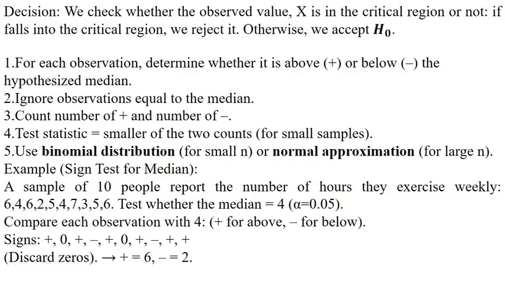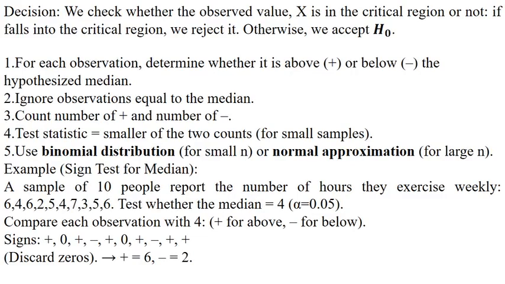From here, the first one is 6. 6 minus 4 gives us plus 2, which is positive. The second one is 4 minus 4, which gives us 0. The third one is 6 minus 4, which also gives us plus 2, but since it is a sign test, we are considering the sign. 2 minus 4 gives us negative 2, so it's minus. 5 minus 4 gives us positive 1. Then 4 minus 4 gives us 0. 7 minus 4 gives us positive 3.